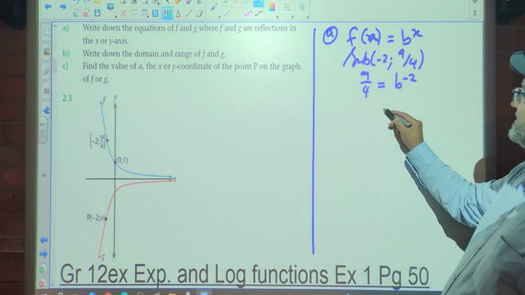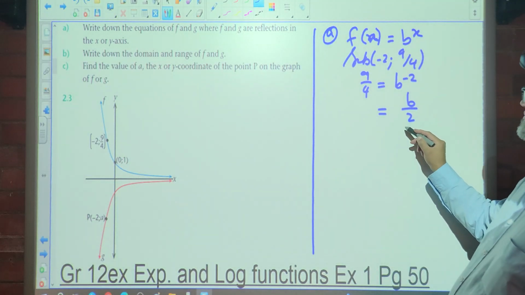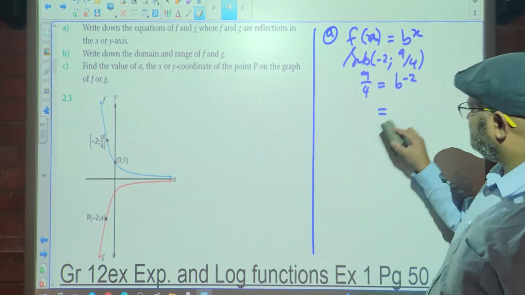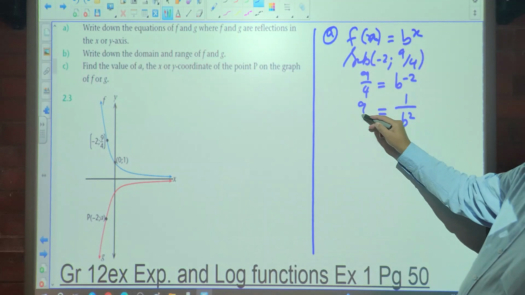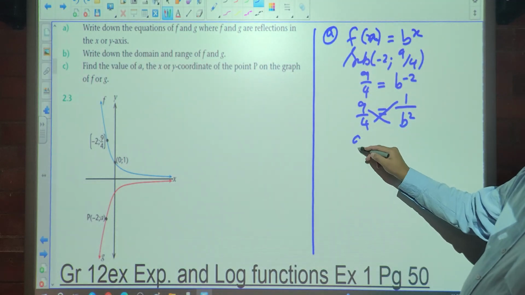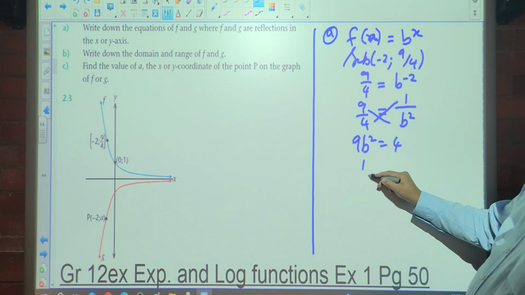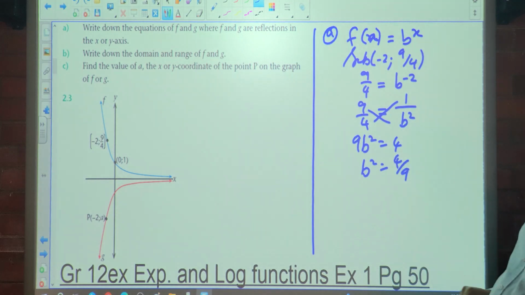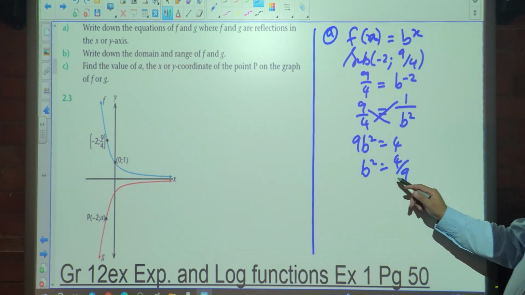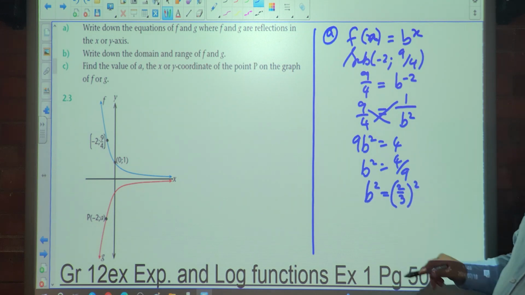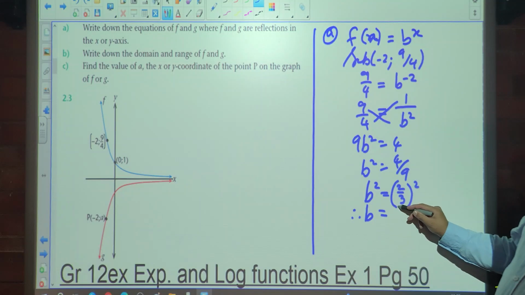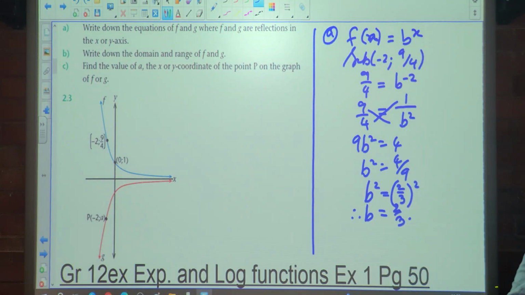So what do I do now? That is going to be 1 over b squared, which is 9 over 4. Cross multiply. So 9b squared is equal to 4. b squared is equal to 4 over 9. How do I get b on its own? Square root. Or I can write 4 over 9 as 2/3 squared is b squared. So therefore b is equal to 2 over 3. b has to be positive.